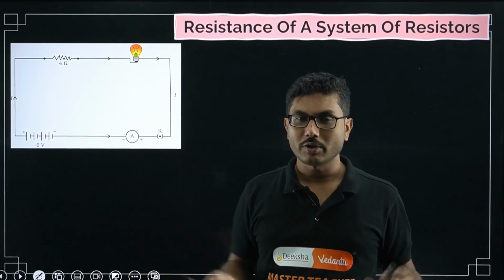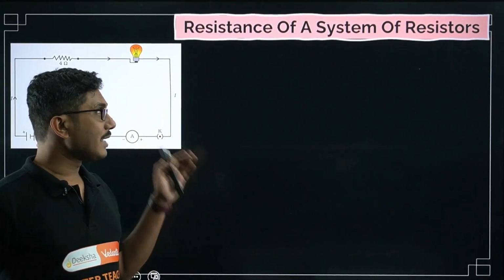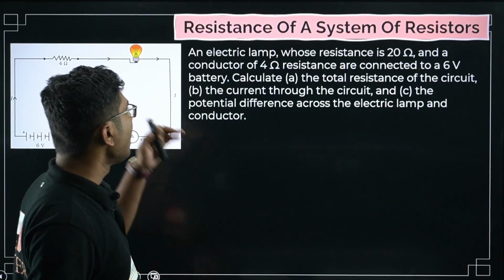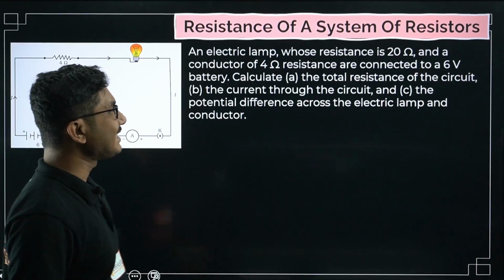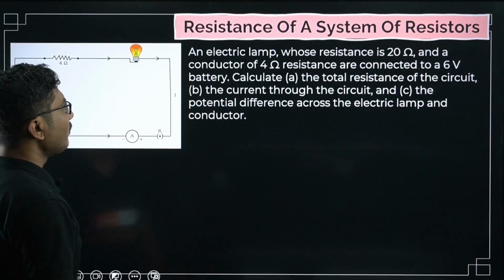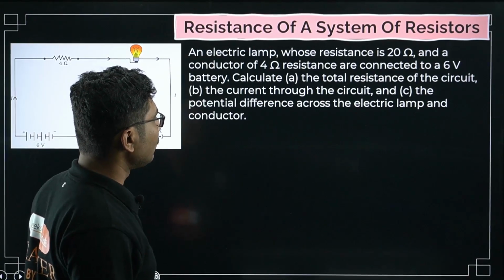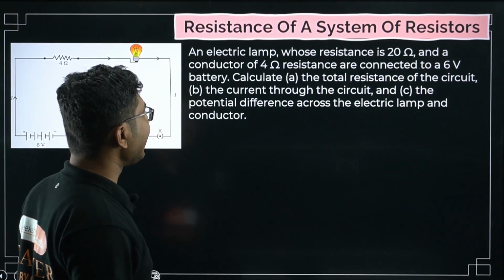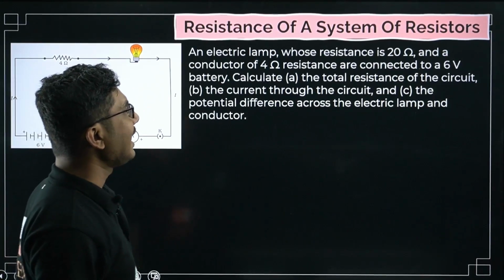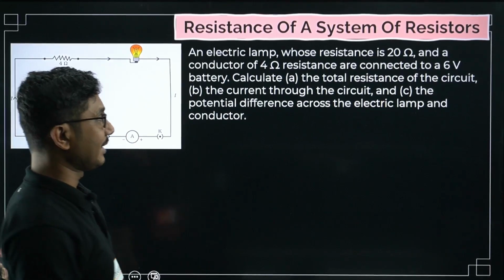We will be solving more numerical problems in our tomorrow session, in our PYQ session, but I want to just give you an idea how to solve a numerical question. An electric lamp whose resistance is 20 ohm and a conductor of 4 ohm resistance are connected to a 6 volt battery. Calculate A, the total resistance of the circuit, B, the current through the circuit, and C, the potential difference across the electric lamp and the conductor.